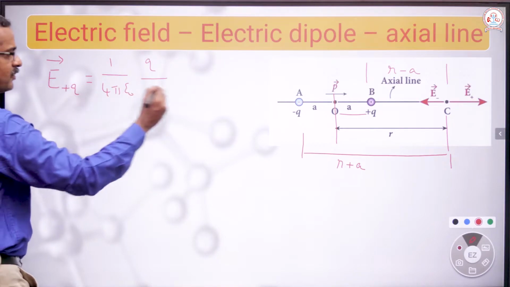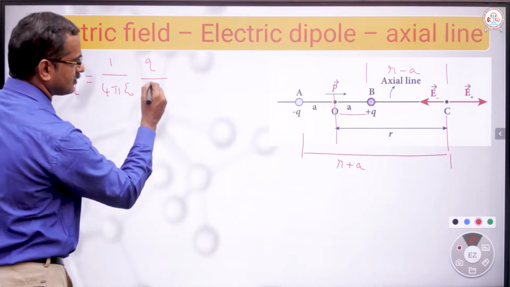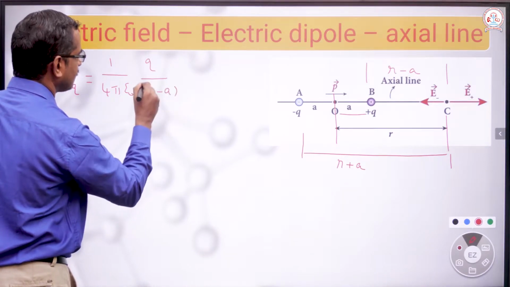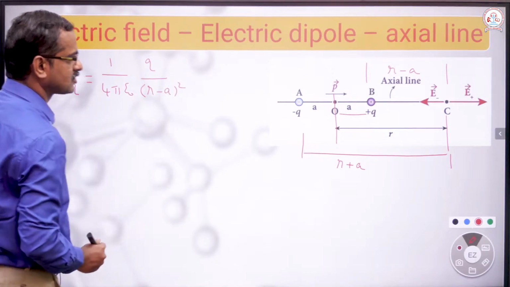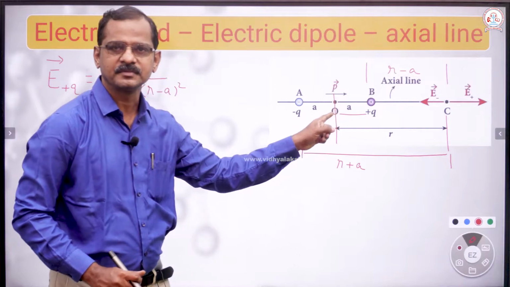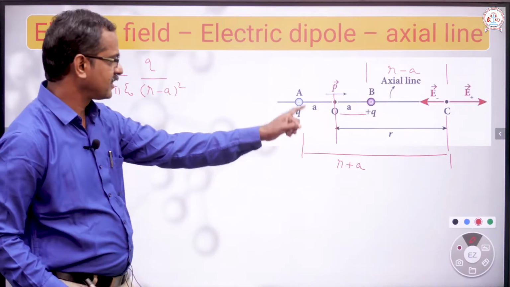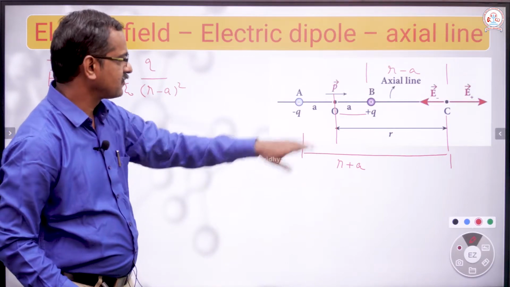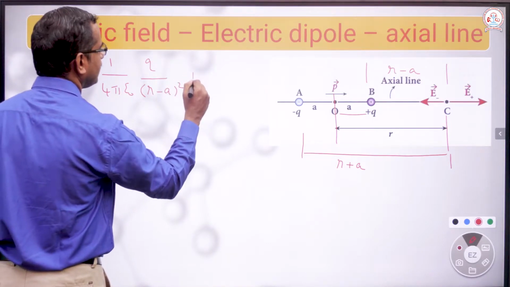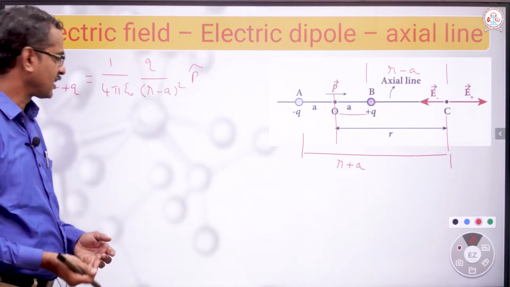So, the electric field at the point C due to plus q is 1 by 4 pi epsilon naught, q by r minus a whole square. Here P vector, the electric dipole moment, is also a vector quantity because it has a specific direction. To represent this in vector form, we add P cap here, because the charge q is a scalar quantity.